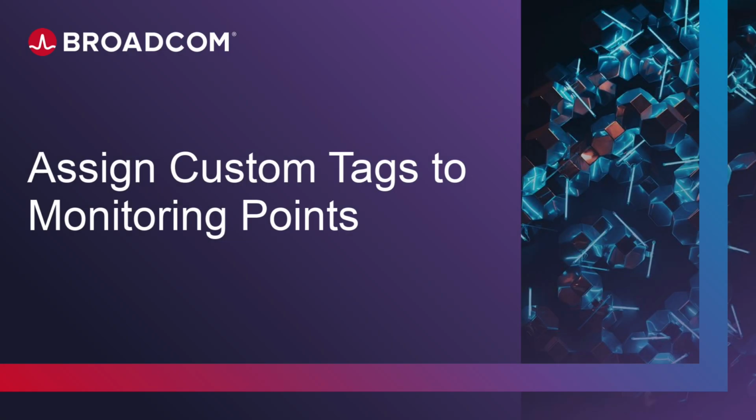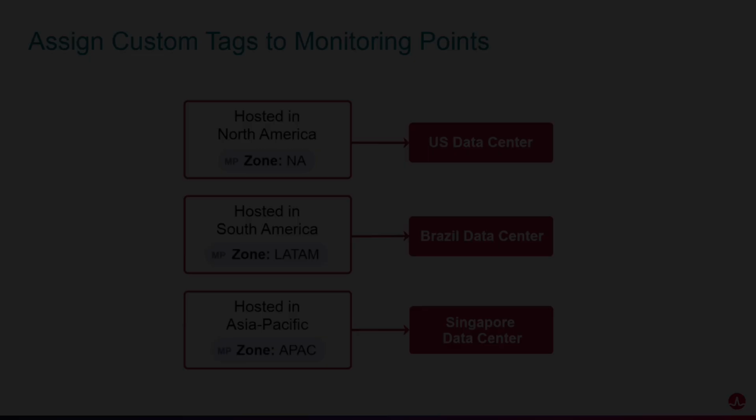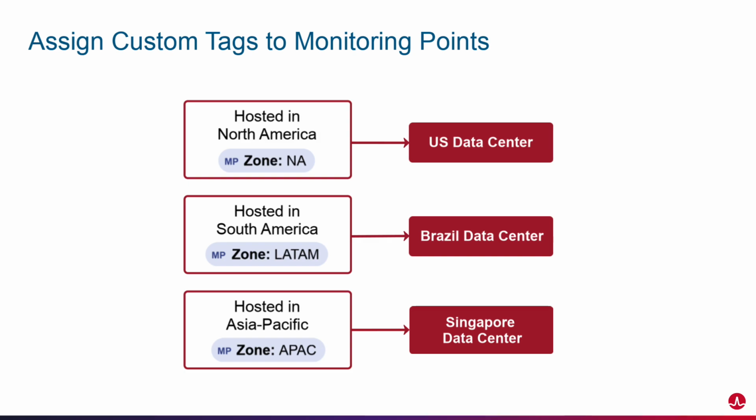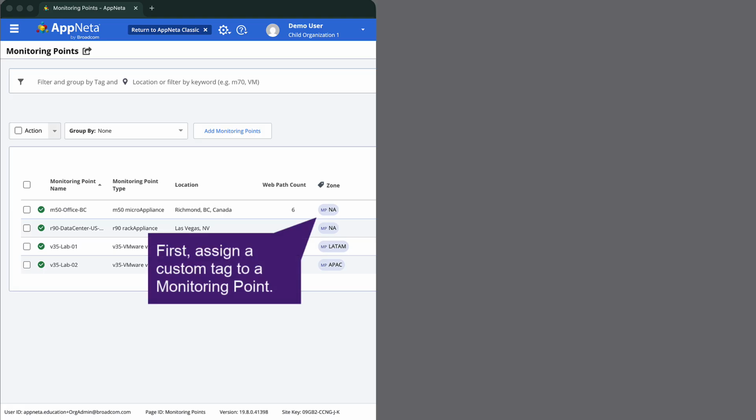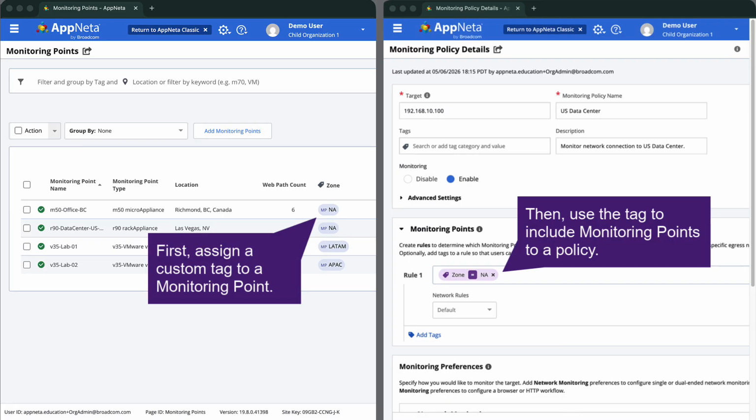Let's take a look at some common use cases and where to assign tags to achieve the desired outcome. Admins can easily automate the monitoring of relevant applications and networks using tags assigned to monitoring points. For illustration, we'll use our previous example of an organization defining geographic regions differently from the United Nations standard regions available in AppNeta by default. First, we will need to assign the appropriate tags to our monitoring points. Then we can use those tags in a policy to select the appropriate monitoring points.